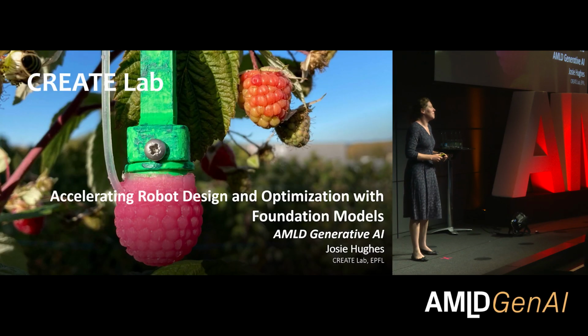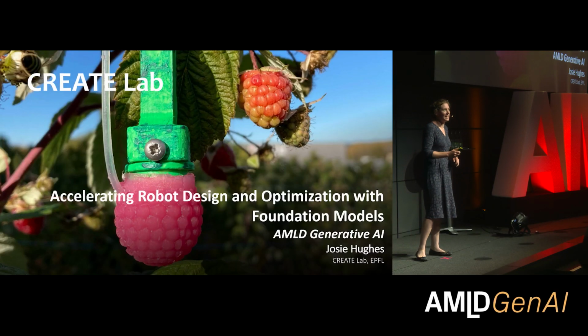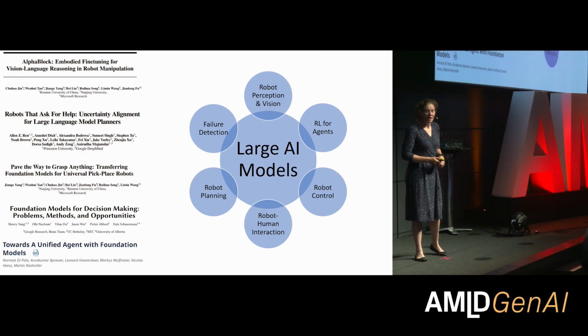Today I'm going to talk to you about robotics, and in particular, robot design. If we look at the robotics community at the moment, there is a huge amount of work looking at how we can exploit large language models and other large AI models, be this for robot perception and vision, robot control, planning, robot-human interaction. But one area which I think we're really not exploring and not exploiting enough is how we can use these large AI models and LLMs for robot design.